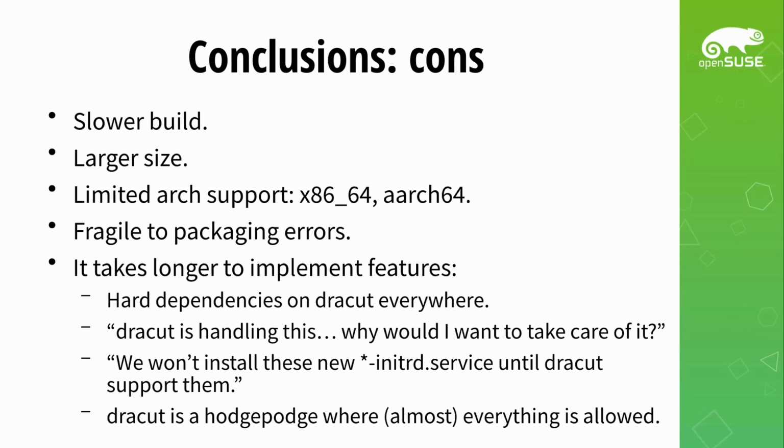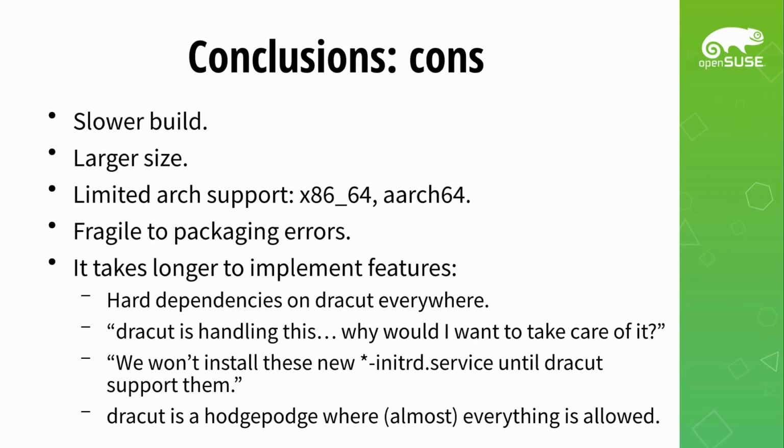Cons: slower build, larger size, limited architecture support, x86-64 and AArch64. Fragile to packaging errors. If a package introduces a build error, it can break the build of the initrd. On the other hand, it should be caught before in openQA. And it takes longer to implement features because there are hard dependencies on dracut everywhere.